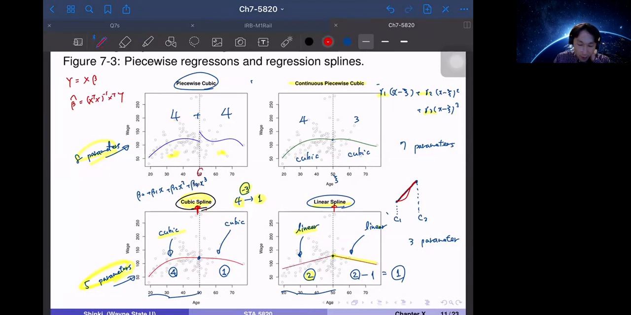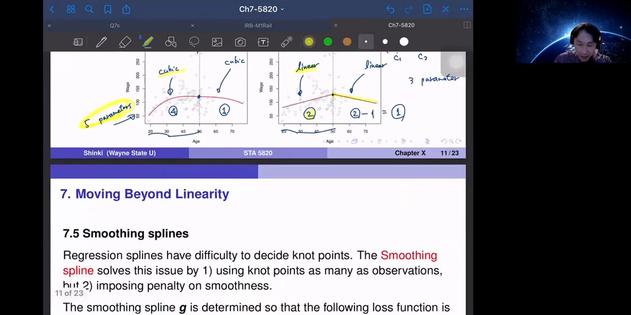But the knot point is really complicated, right? It changes the predictor itself. Certain columns of x include the threshold information. If we change that threshold, then the entire matrix X changes. So how to optimize that number, the threshold? That isn't very easy. Because of this reason, the regression spline isn't really convenient.